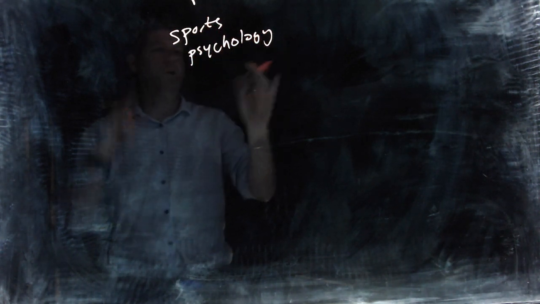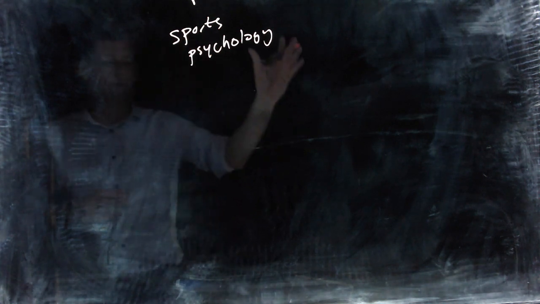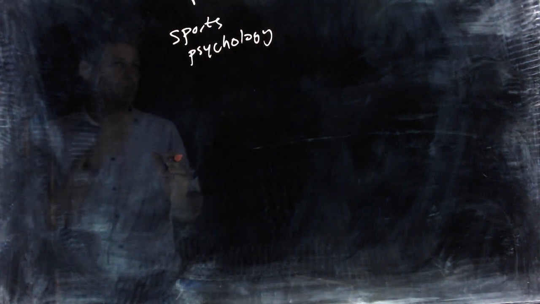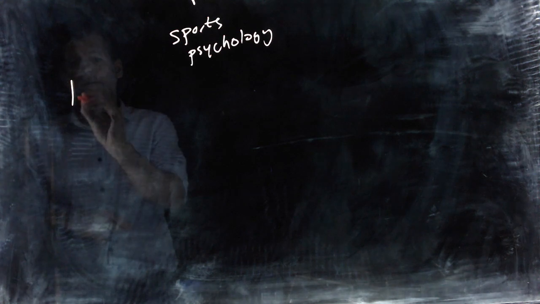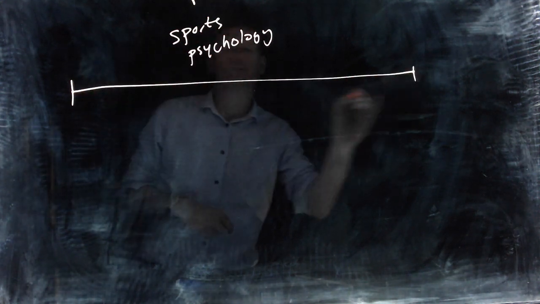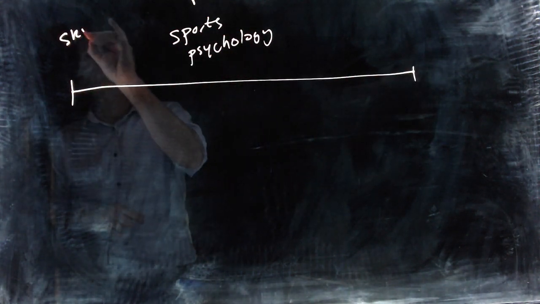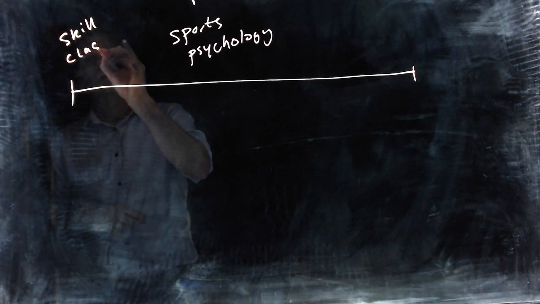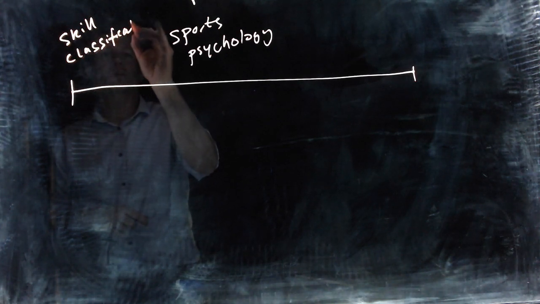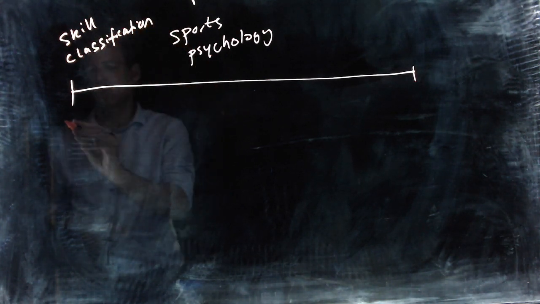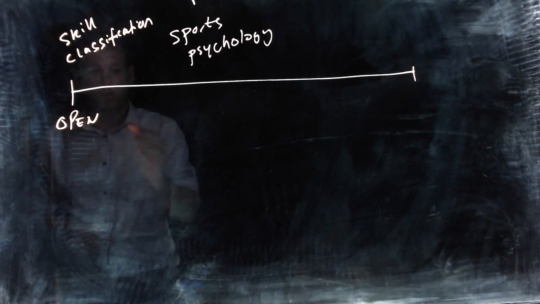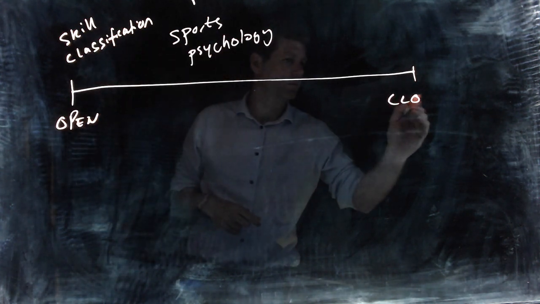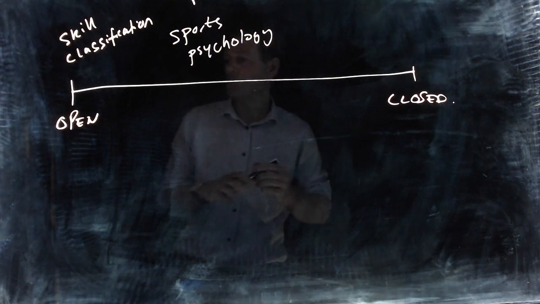Now, sports psychology is all about understanding the athlete's mind. And at GCSE PE, we start with something called skill classification. And there are three types of skills you need to know about. The first one is open or closed skill. Now, these are pretty simple.